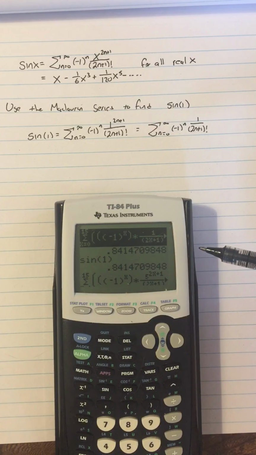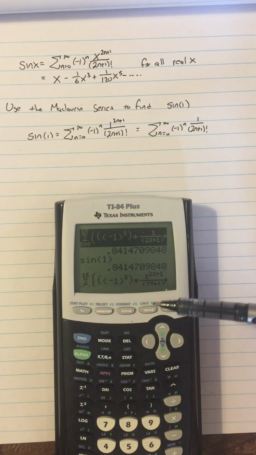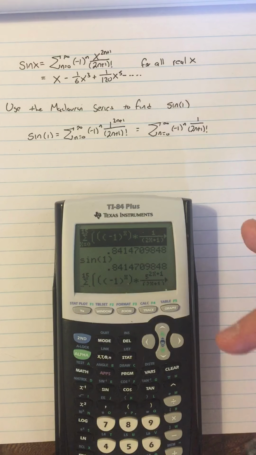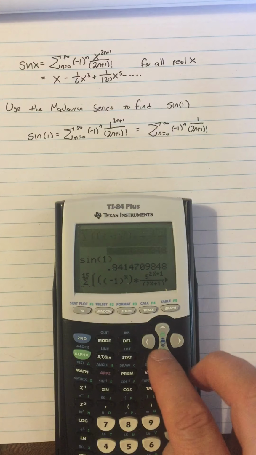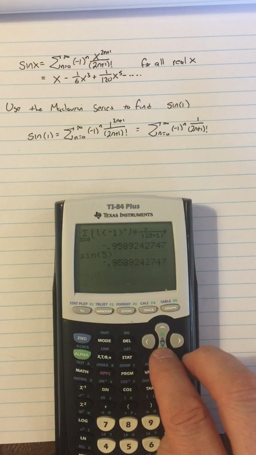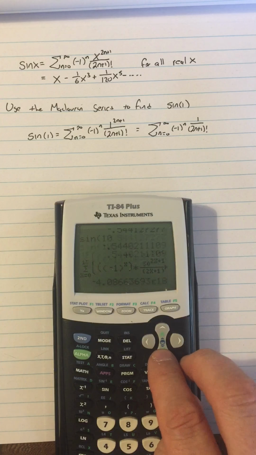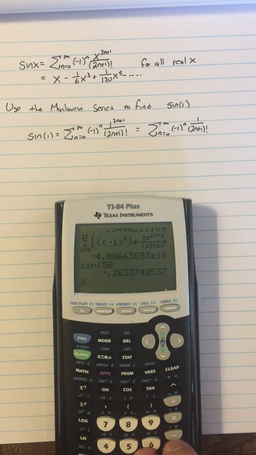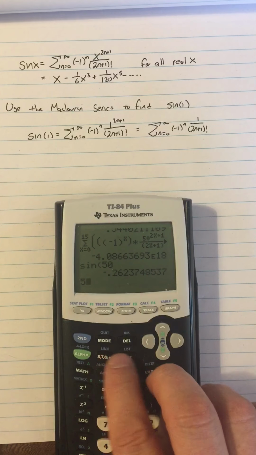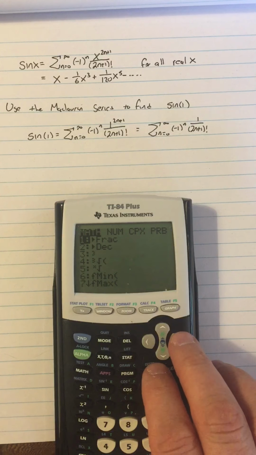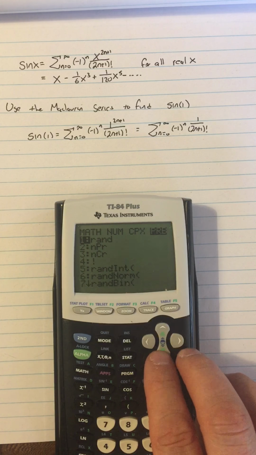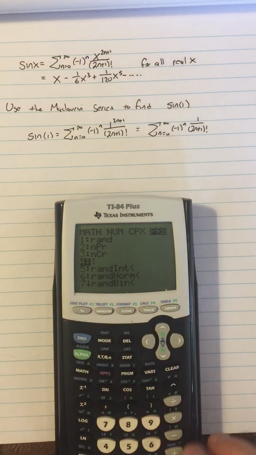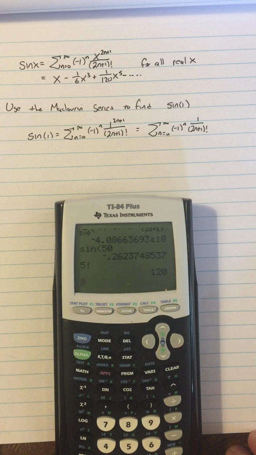By the way, you get factorial on your calculator by doing math, and then going over to probability. So if I want to do 5 factorial, I go 5, and then I go math, scroll down here to number 4, which is factorial. Then it tells me 5 factorial is 120.